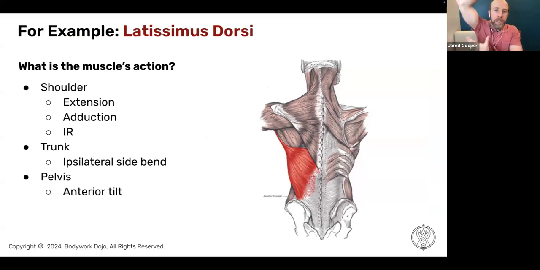All right, so for example, let's say we picked up a line of myofascial restriction in what we would call the person's latissimus dorsi, basically the myofascial complex of the lat, something over here. How do we put that tissue on stretch properly? We ask the question, what does the latissimus dorsi do? And it actually does 5 things. It does shoulder extension, adduction, and internal rotation. It side bends the trunk towards the restriction, and because it attaches to the thoracolumbar fascia, it anteriorly tilts the pelvis.